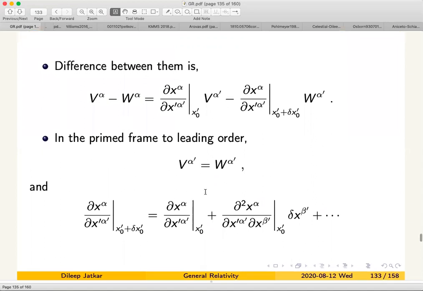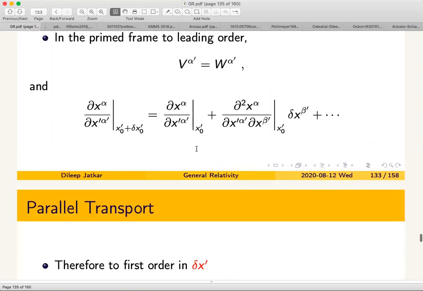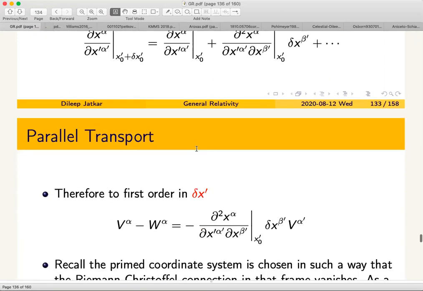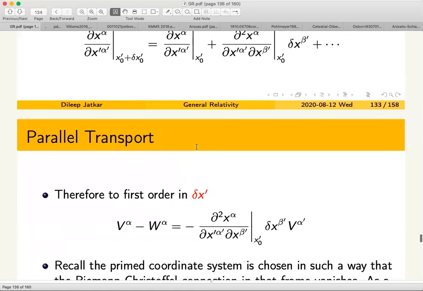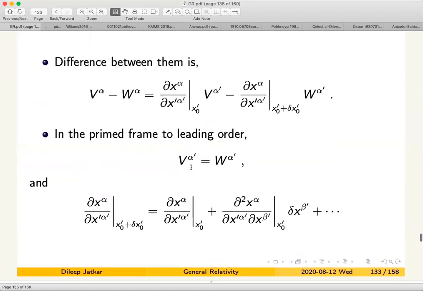Okay, if not, let's continue. So what we'll do is take this expression and put it back in, and use the fact that to leading order v prime is equal to w prime. If you do that, then we get the equation where the leading piece will just cancel out, because remember, let's go a step up. Once you expand, this term is the same as this term.